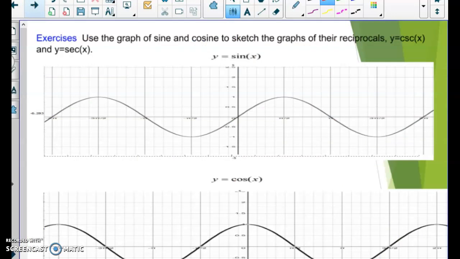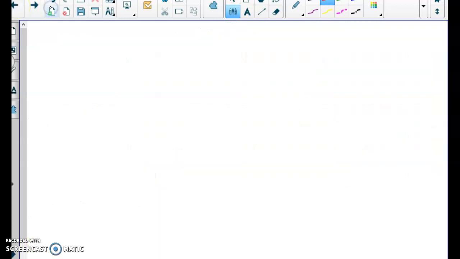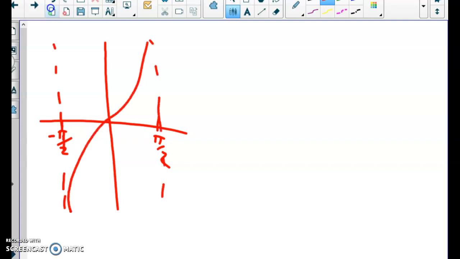So let's talk about the rest of them. Let's go back. I want to talk more about this. If I have my tangent graph, here's negative pi over 2, and here's pi over 2. Asymptote, asymptote, up from left to right. That's my tangent graph, the normal one.